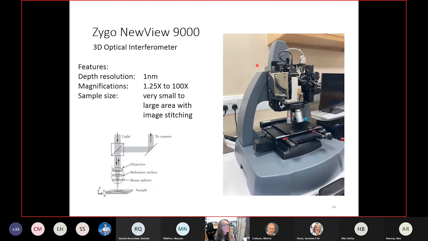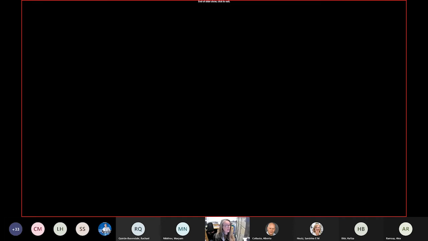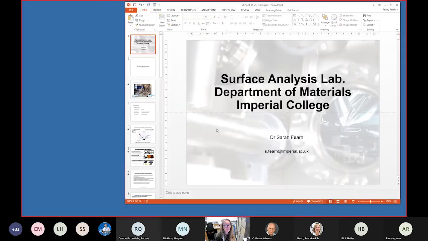Finally, we also have a 3D optical interferometer, this Zygo NuView, which, going back to the drusen, was used to make the image of the calcium drusen in the eye tissue. We've got depth resolution of 1 nanometer, a huge range of magnifications, and we can go from very small to large areas with image stitching. So very good for tribological studies on surface, looking at craters, and also it's air-based as well, so very fast and easy to use. So that's it, a summary of all that we have in the lab currently.